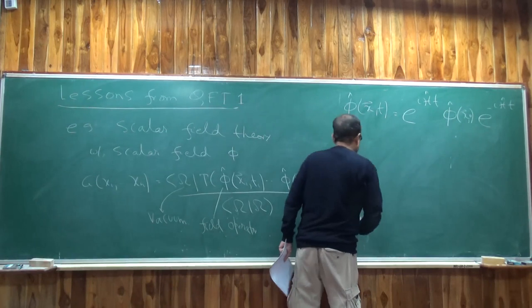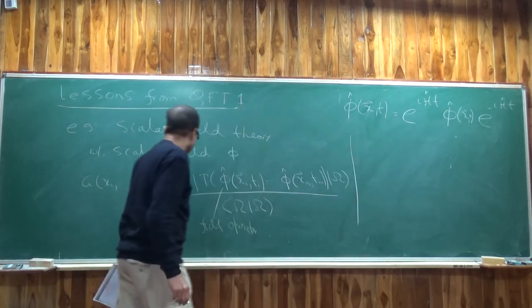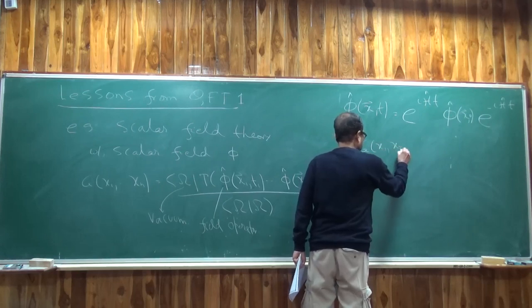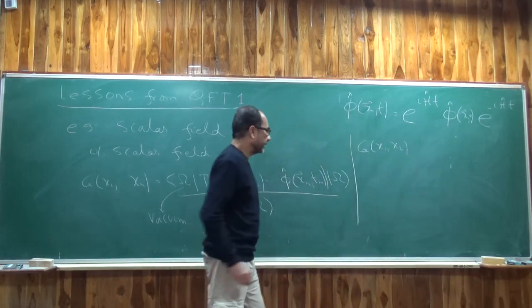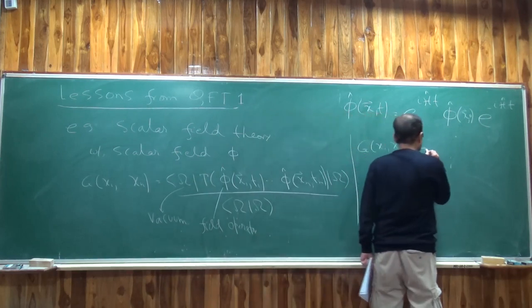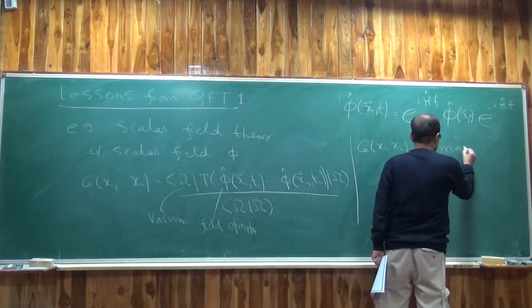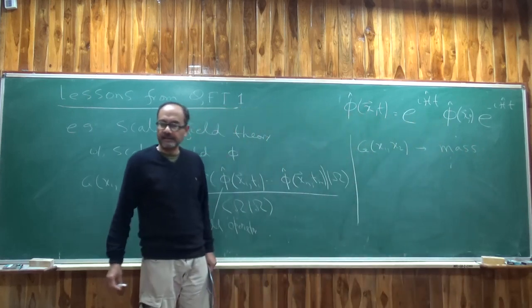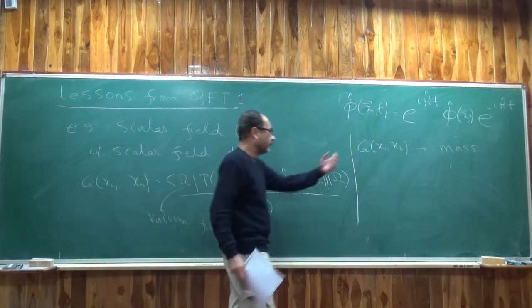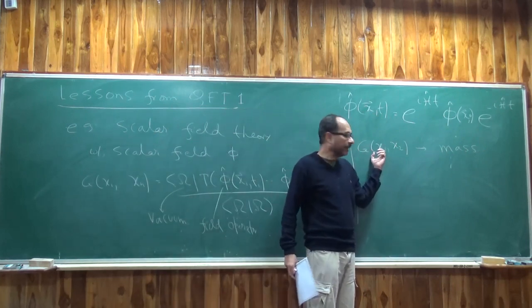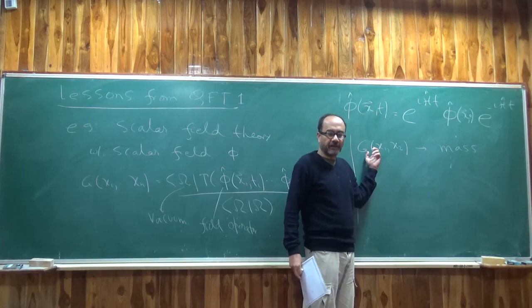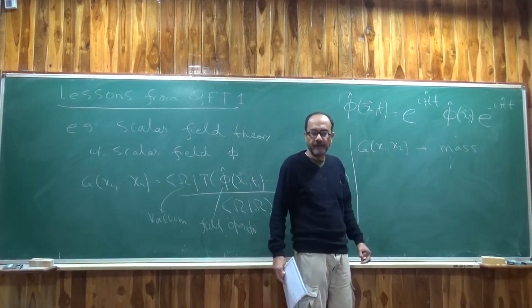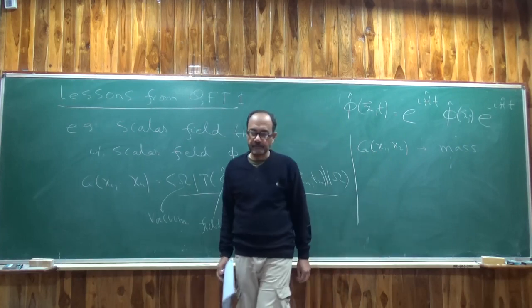Now, why is the Green's function useful? For example, you probably have seen that if we know the two-point Green's function, this contains information about the mass. Is it familiar? You have to take a Fourier transform, write it as a function of p, and then you look for poles as a function of p, where if p squared equals minus m squared is the location of the pole, then m is the mass of the particle.